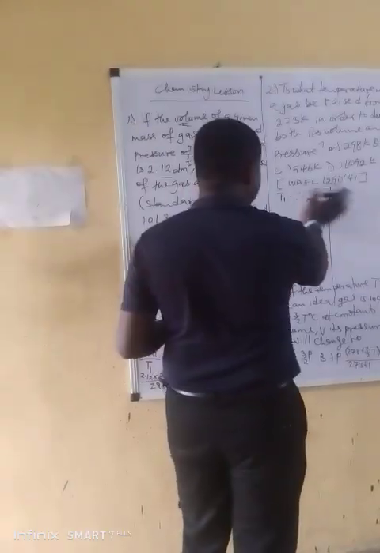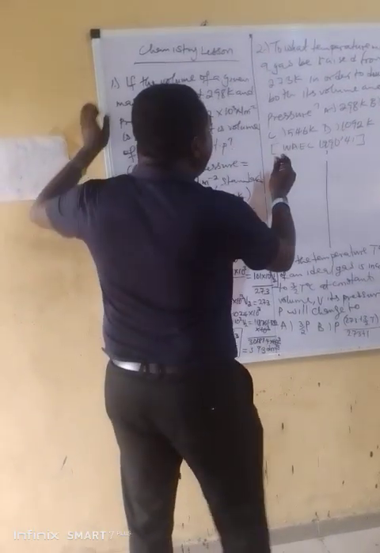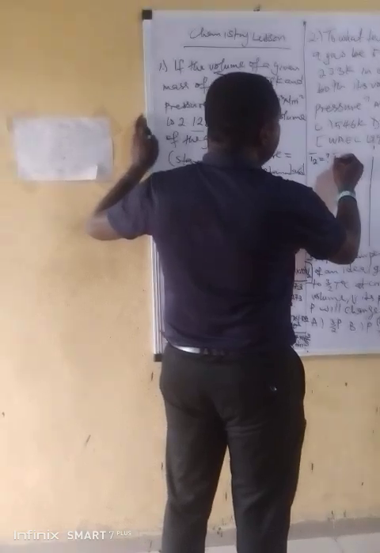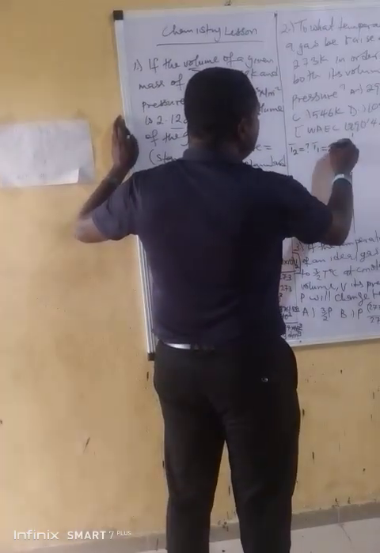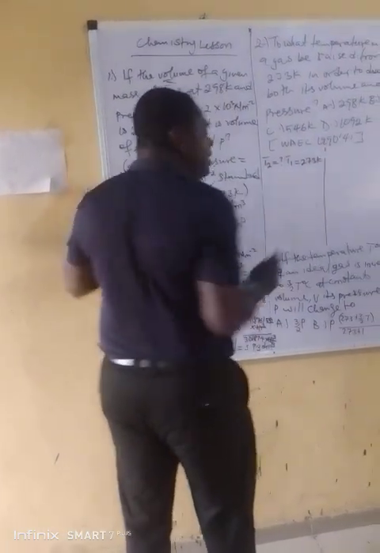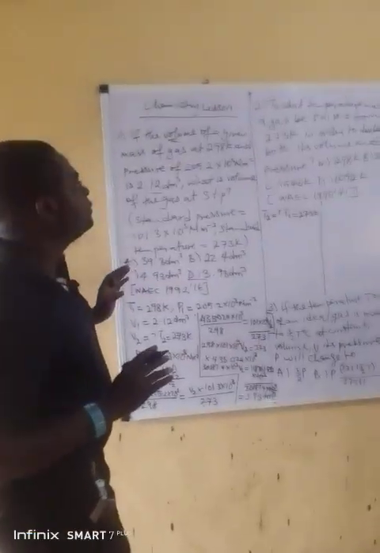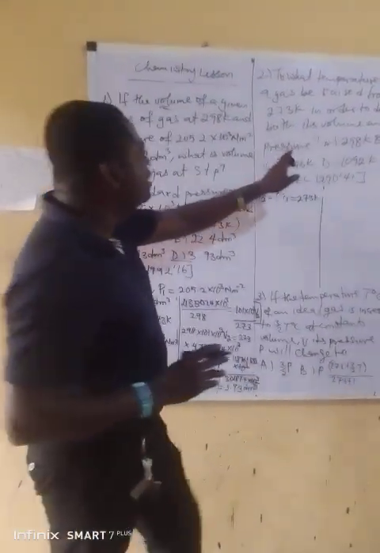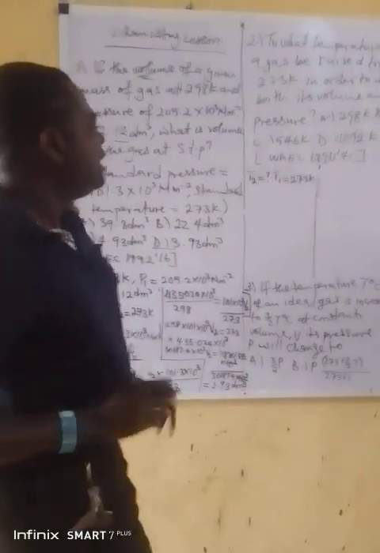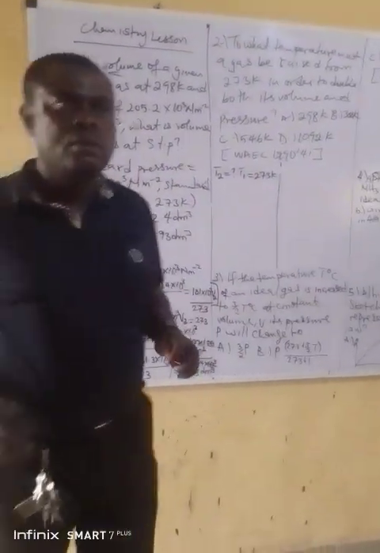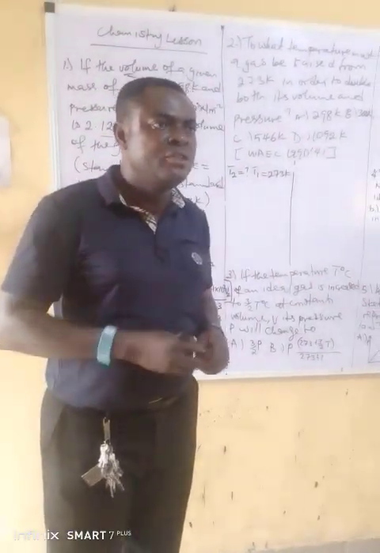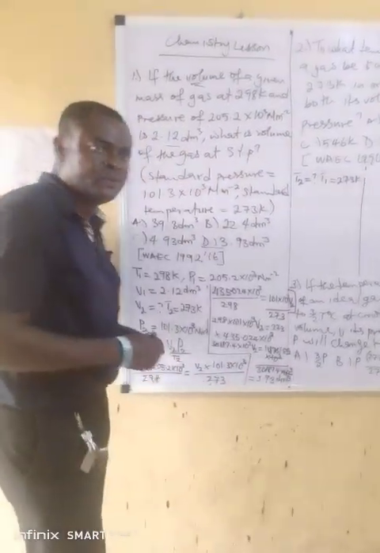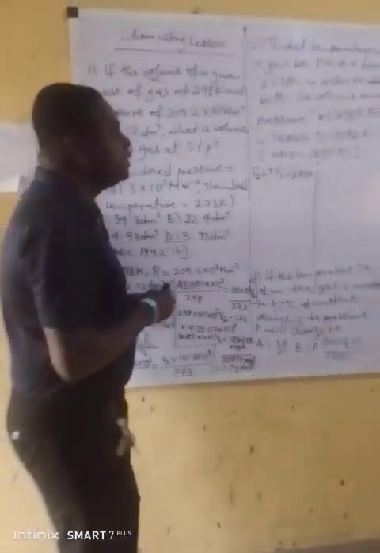So what temperature is T2? We are still looking for it. Now, T1 is what? 273 Kelvin. I hope everyone understands that. In order to double its volume, that is.